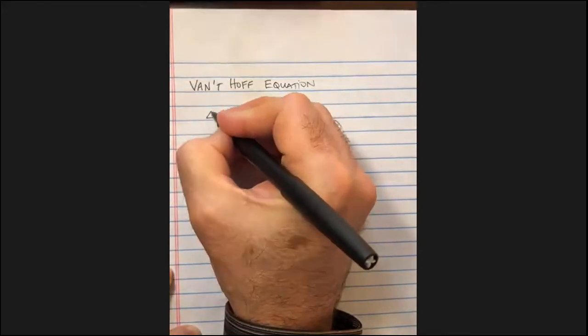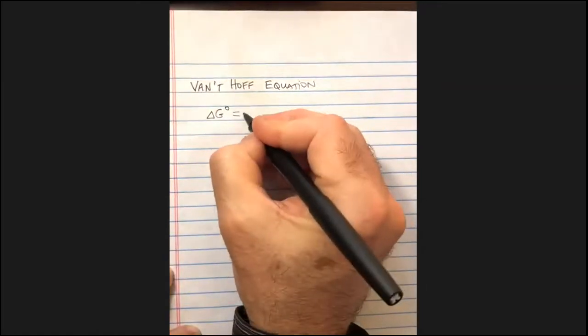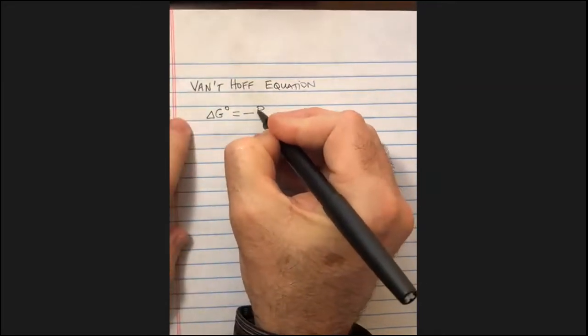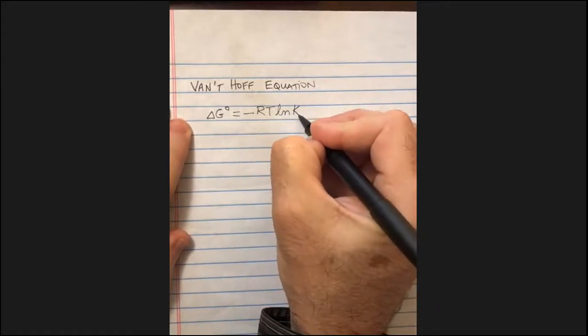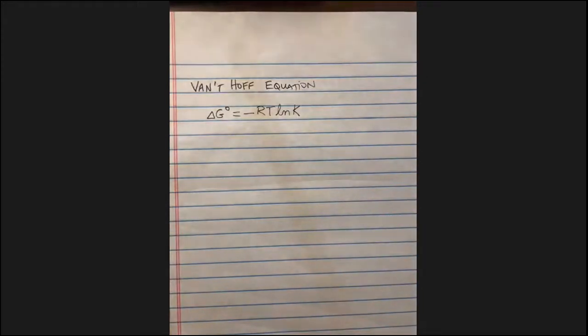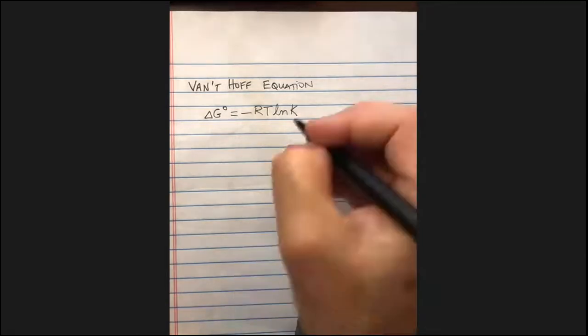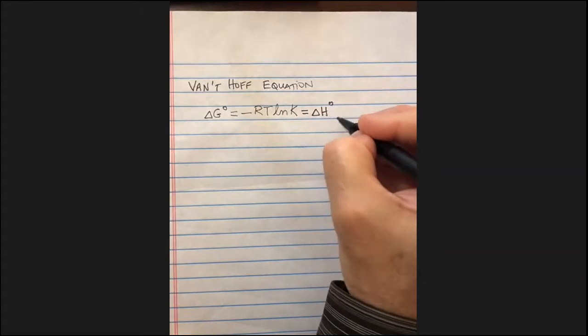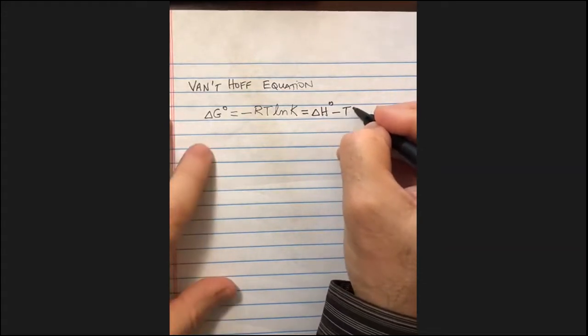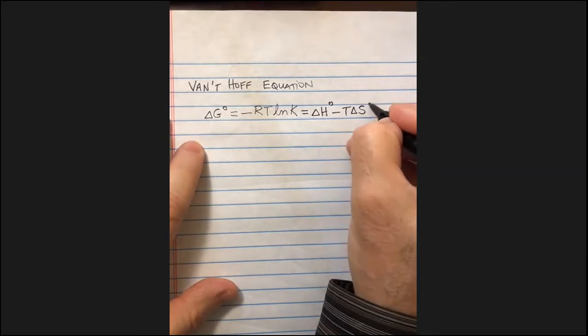Okay, so what is delta G naught? We have two expressions for it, right? One of them is minus RT times the natural log of the equilibrium constant. But if we consider the equation from the second law of thermodynamics, this would be the standard delta H minus T times standard delta S.